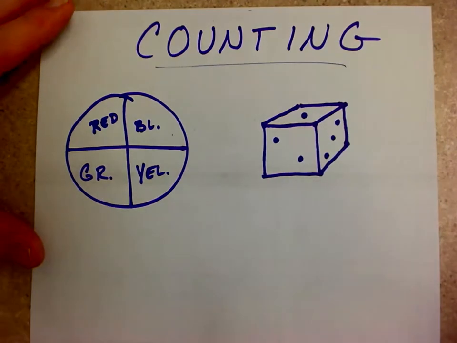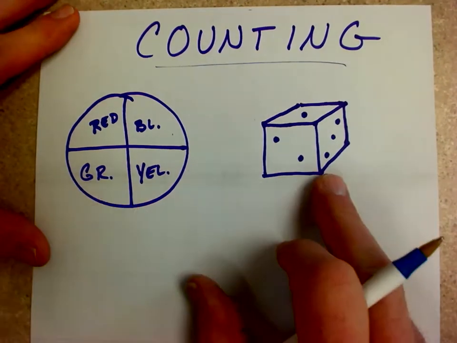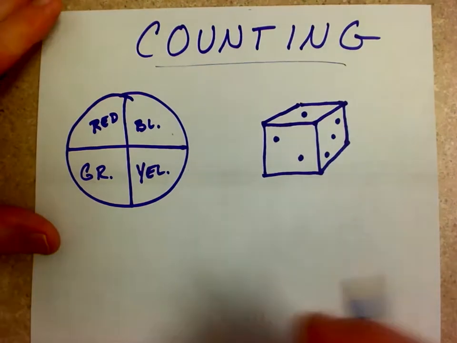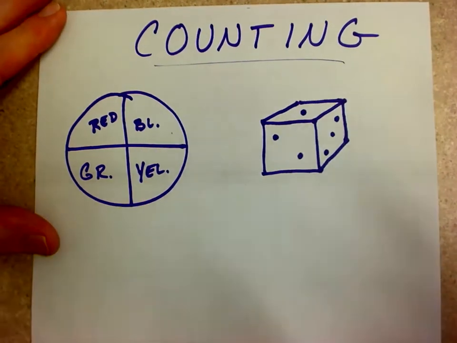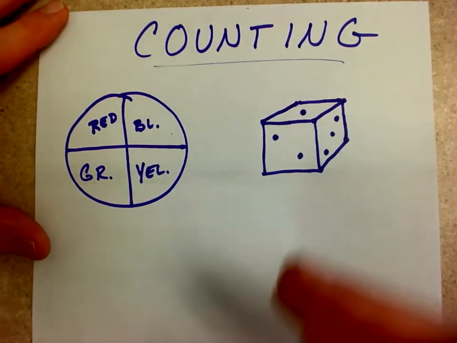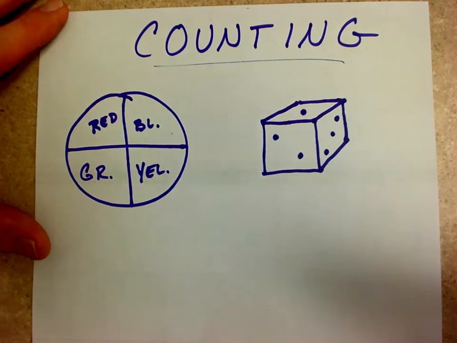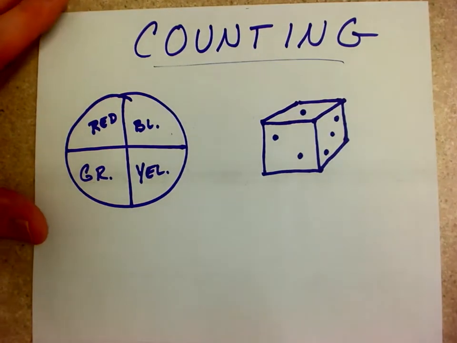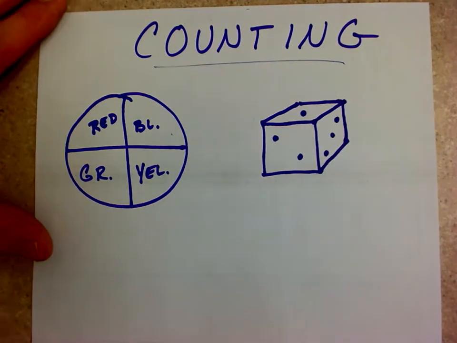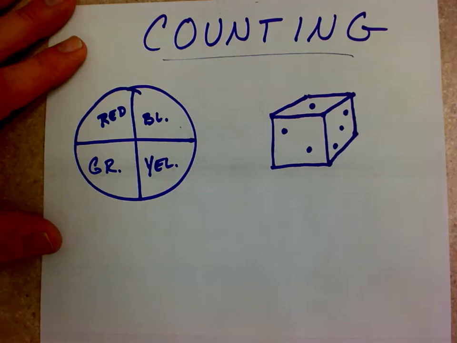So for example, here we've got my little makeshift spinner and a standard game cube. We may ask the question, how many different color and number combinations can we get from these two items? The goal is for you to be able to come up with that number. How can we come up with the number of color combinations? We have three different scenarios that you can do.